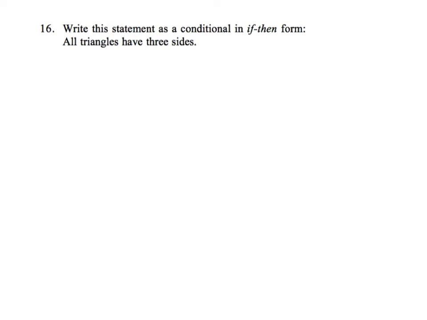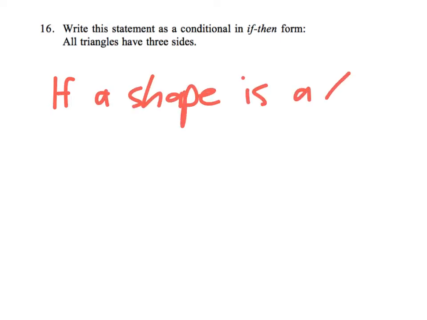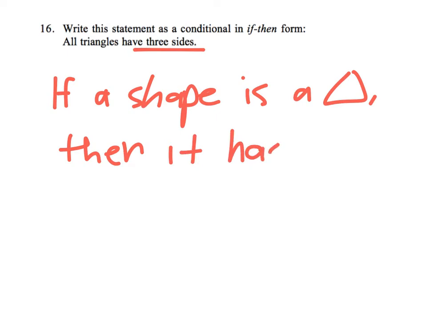Number 16 says, write the statement as a conditional in if-then form. All triangles have 3 sides. So we just want if-then. So I would say something like, if a shape is a triangle, then it has 3 sides. And that's it. You just need the statement with if and then.